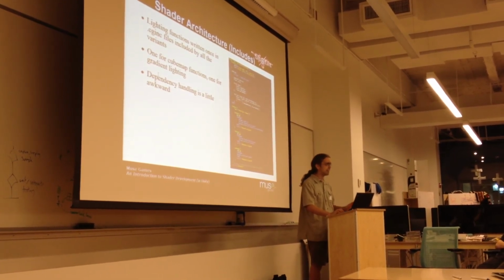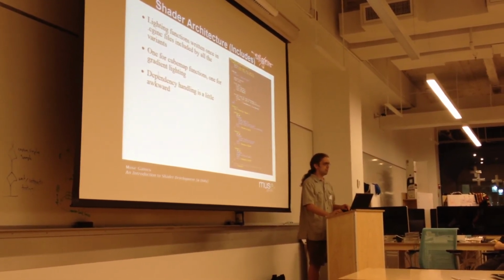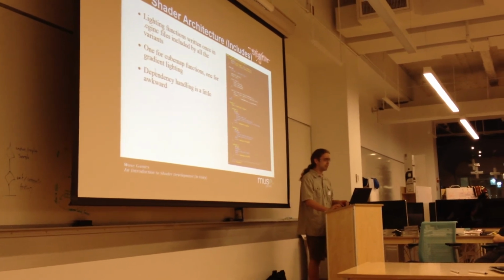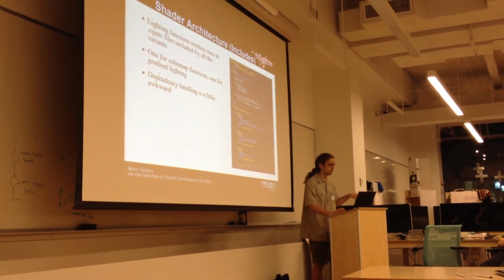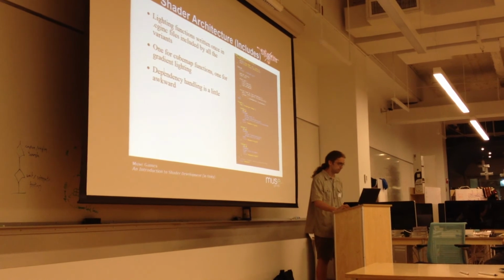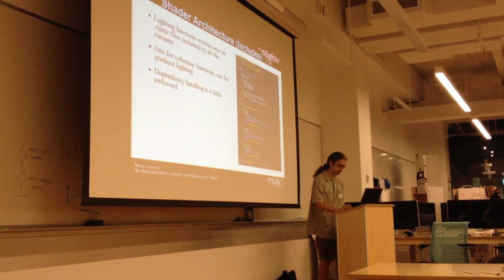Unity's dependency handling with these is a little flaky. Sometimes you change the CG file and it doesn't recompile the shaders that depend on it. You just have to manually do it then. I don't understand why, it's weird.